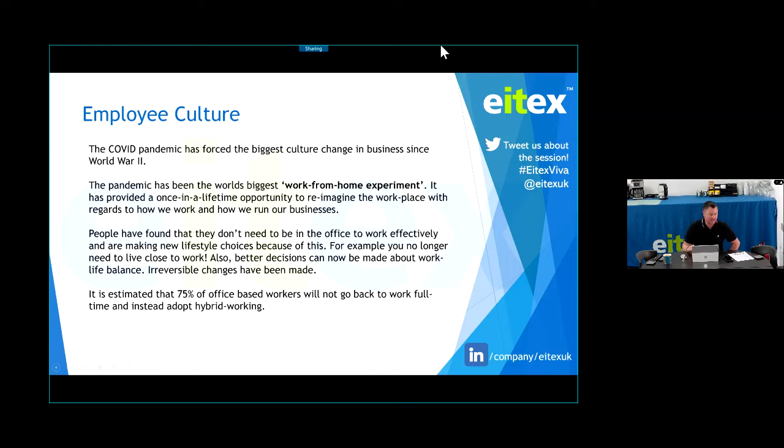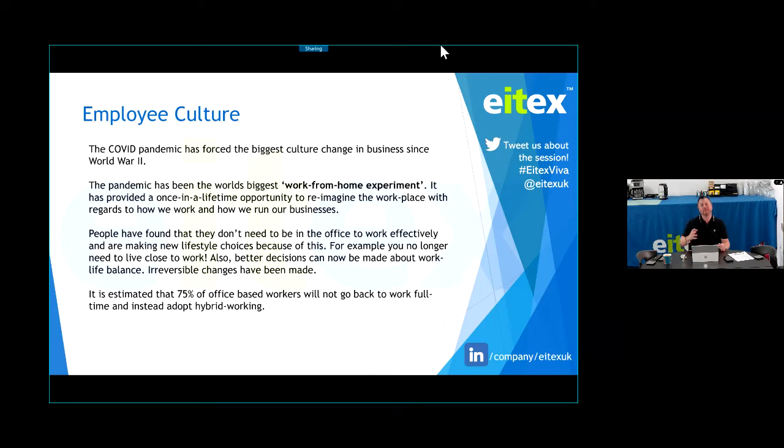So, employee culture. I'm only going to mention this word once, hopefully, and then that's it. But the COVID pandemic has forced the biggest culture change in business since World War II. What the pandemic has allowed us to do is run the world's biggest work from home experiment. It's provided a once in a lifetime opportunity to reimagine the workplace with regards to how we work and how we run our businesses and organizations.